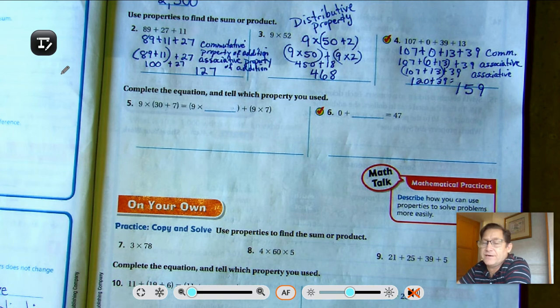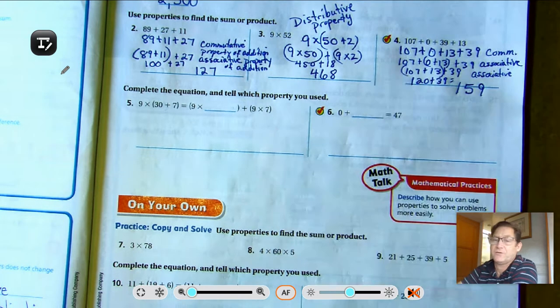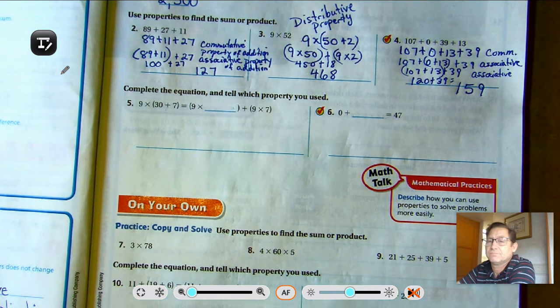You also could have used the identity property of 0, 107 plus 0, and then that would have left us 107 plus 13 plus 39. So there are multiple ways you can solve it.